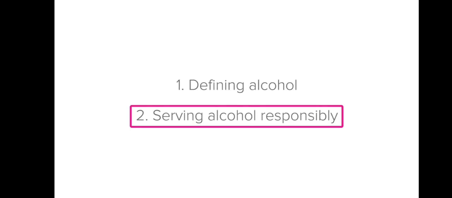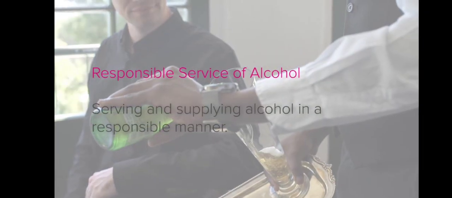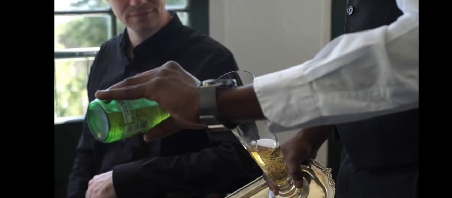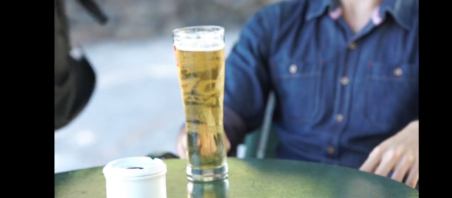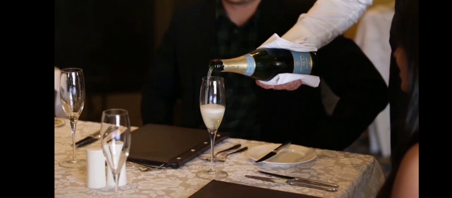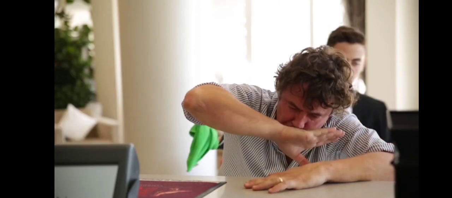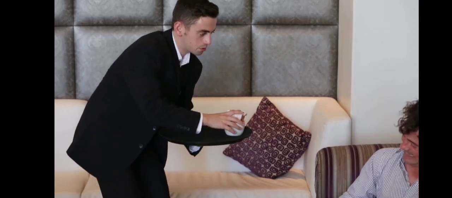So what does it mean to serve alcohol responsibly? Responsible service of alcohol is defined as serving and supplying alcohol in a responsible manner. Take a moment to think about what this means for you at your establishment. The responsible service of alcohol is a practice that prioritizes the health and safety of your guests. It is your responsibility to ensure the health and safety of your guests. This means that you need to know how to recognize when a guest has had too much to drink and what you can do to prevent potentially harmful situations from occurring.